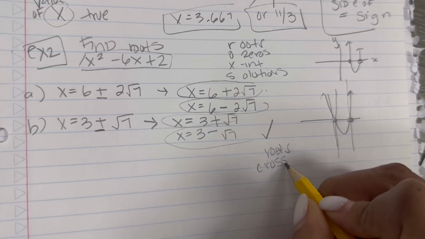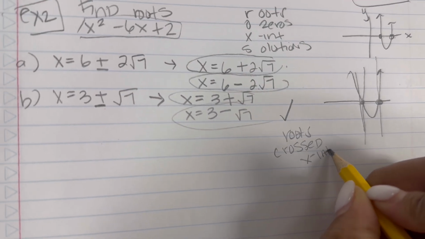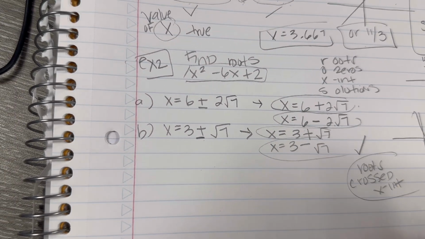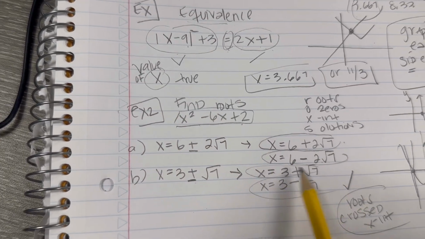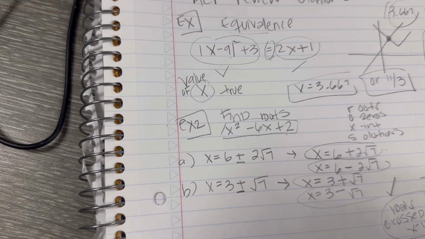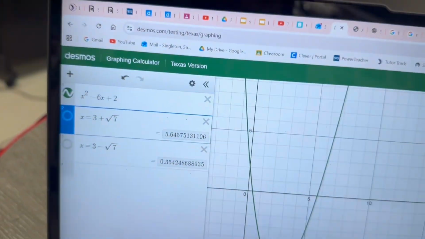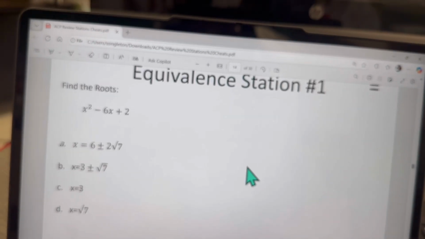And those two lines cross right here, right? It crossed. Those two roots crossed the x-intercept, right? When you put them in like that. So make sure you draw your picture, write your question, and pick your answer. Okay, so that's equivalence. That's how you do those. All right, so that's equivalence.